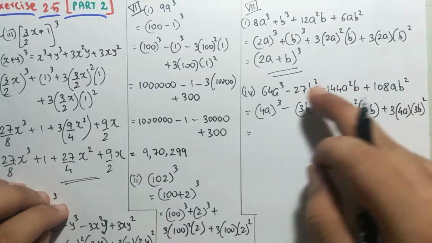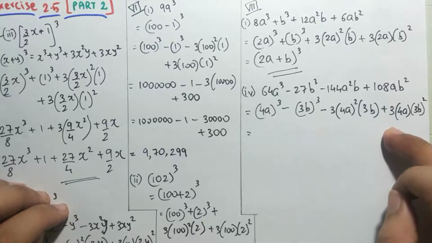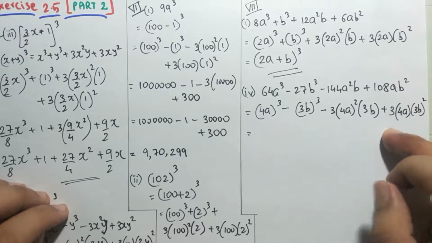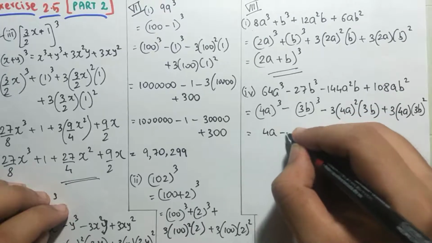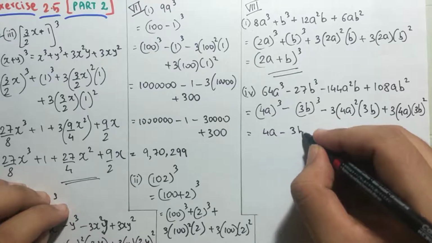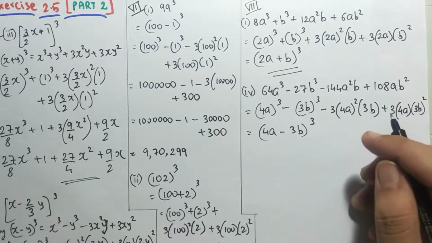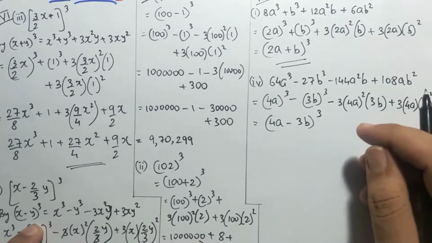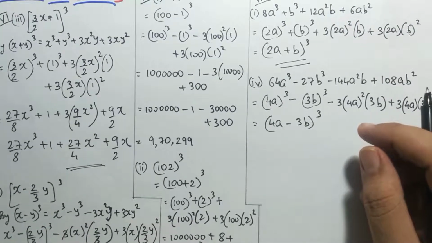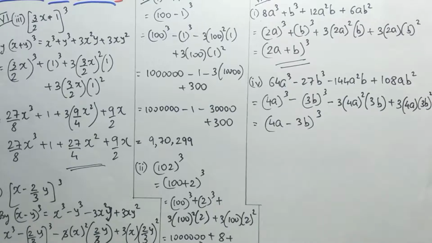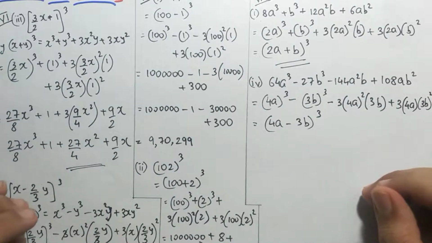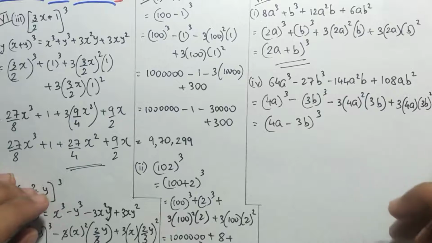You have justified that this expansion given to you is in this form, that is x minus y the whole cube. What is x? 4a. What is y? 3b. So this is 4a minus 3b the whole cube. The identity used is this one: x minus y whole cube is x cube minus y cube minus 3x square y plus 3xy square.